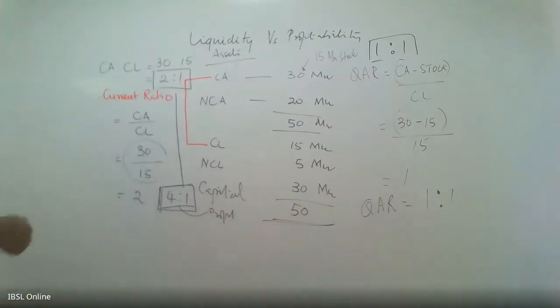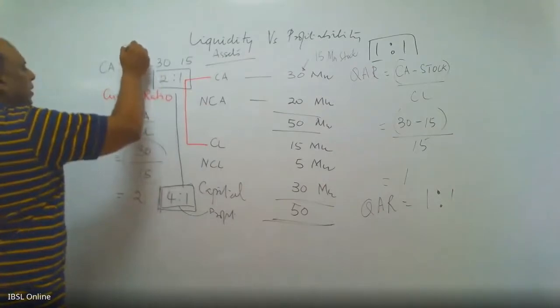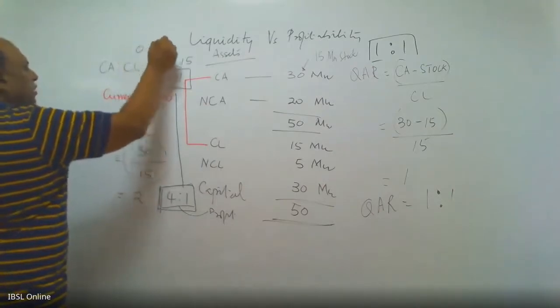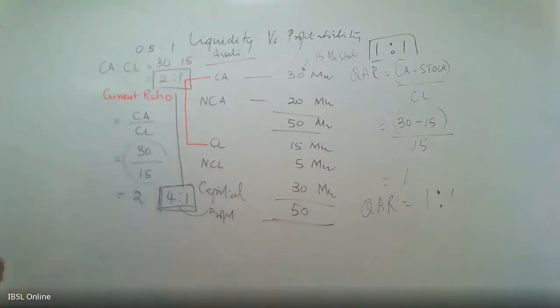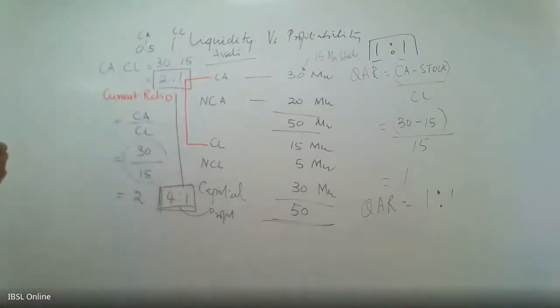Okay. Now, alternatively, what happens if this ratio is something like 0.5:1? Always remember, the first one is current assets and the next one is current liabilities. So in order to settle every 1 rupee of current liability, you have only 50 cents. So that is very risky. If you don't have money to settle your current liabilities, your business is at liquidity risk.